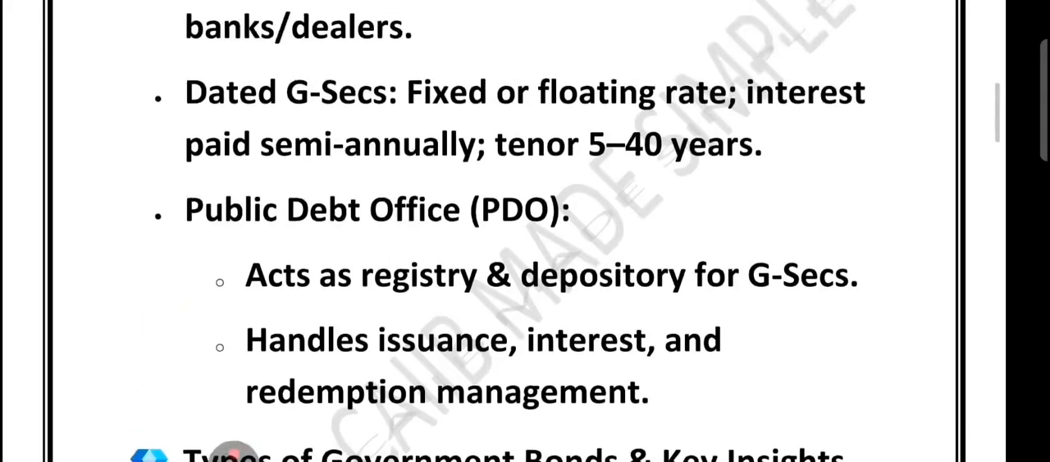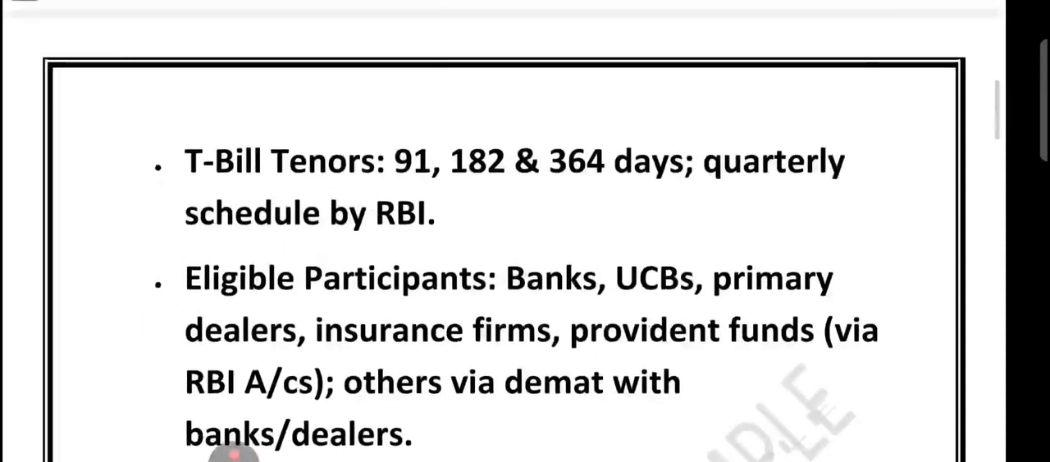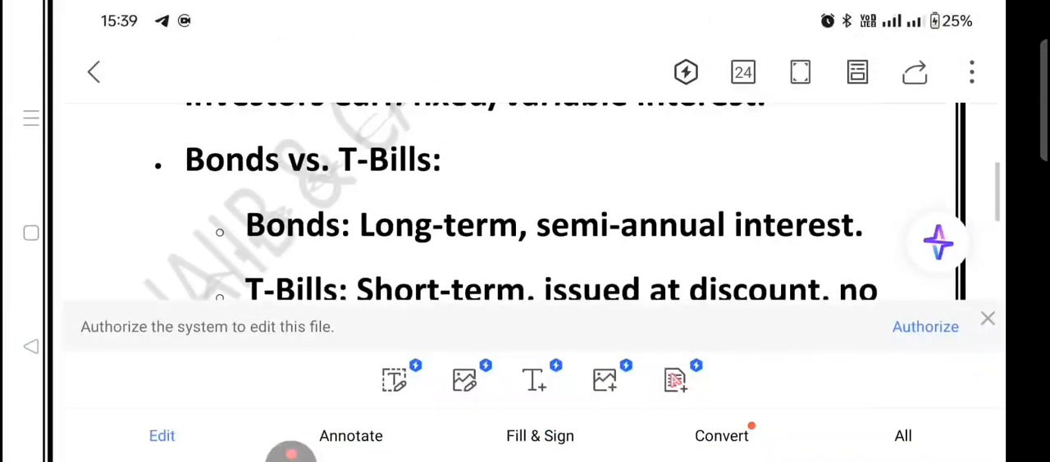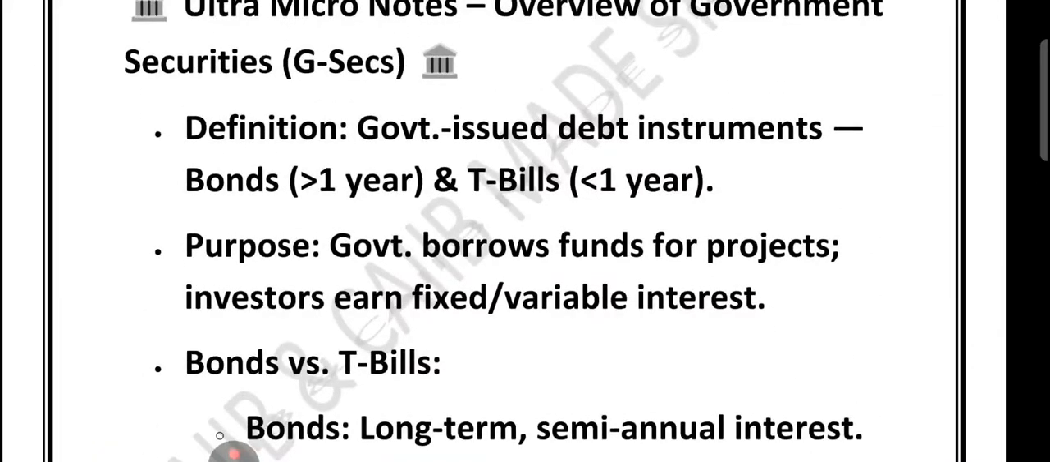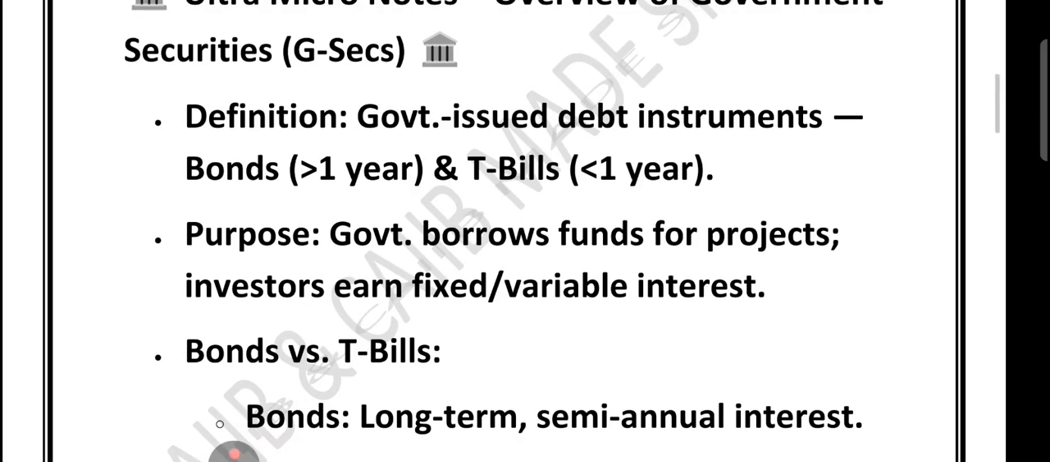So what we learned in this particular slide, let me just recapitulate. We started with the government security. I told you the key points related to the government security, that these are the government borrowing tool, bond more than 1 year, Treasury bill less than 1 year.